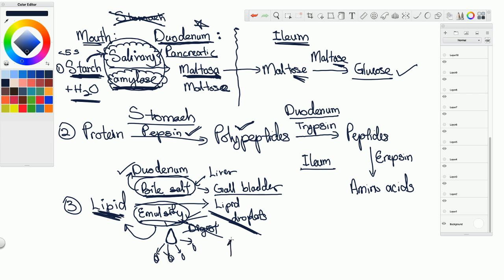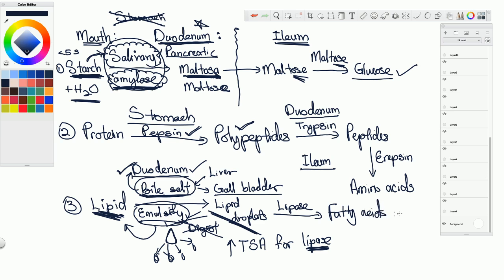The purpose is to increase the total surface area for the lipase enzyme, still in the duodenum. In the duodenum, beside the bile salt, there is one enzyme called lipase. This lipase also comes from the pancreas. From the pancreas, lipase can digest lipid into fatty acid and glycerol. So here is the fatty acid and here is the glycerol.